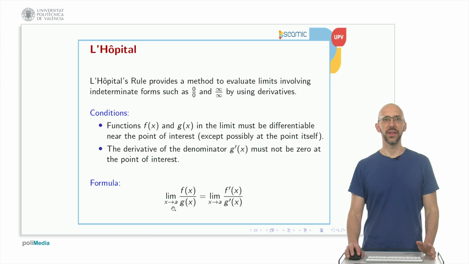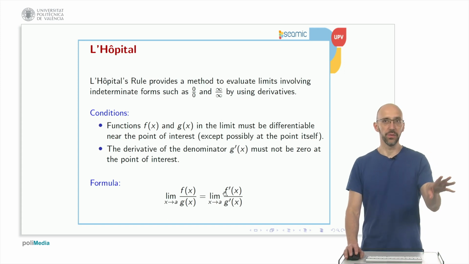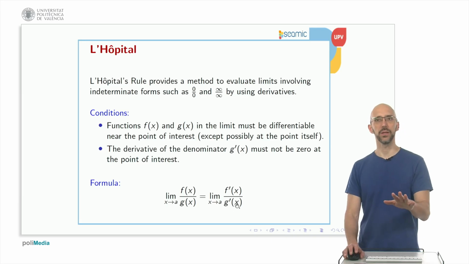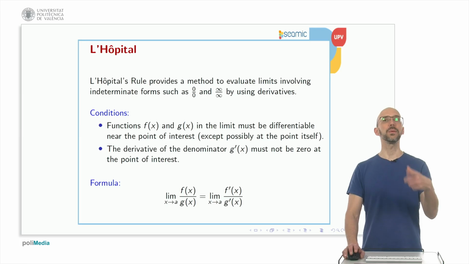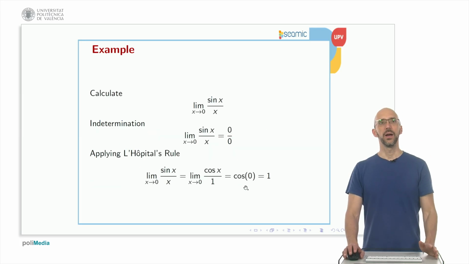We are just calculating the derivative of the numerator and putting it in the numerator, and we calculate the derivative of the denominator and write it in the denominator, okay? Be careful just not to confuse this property with the derivative of a quotient. I have seen this mistake many times, okay?